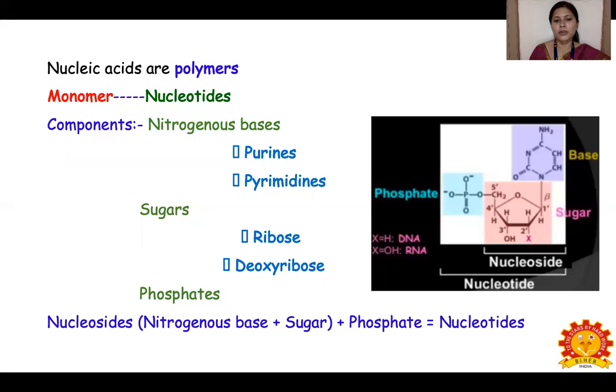So here I have shown it with a picture in a very clear way. The nucleic acids are polymers, right? So these polymers are definitely made of some monomers, and the name of that monomer is nucleotide.